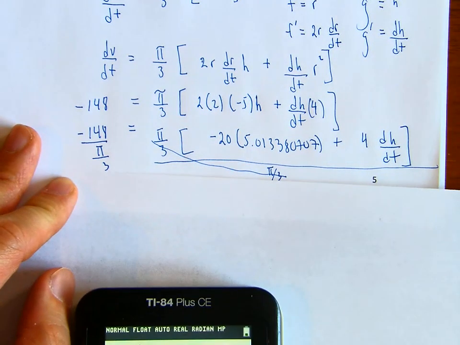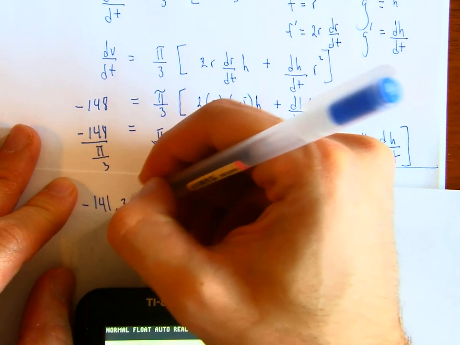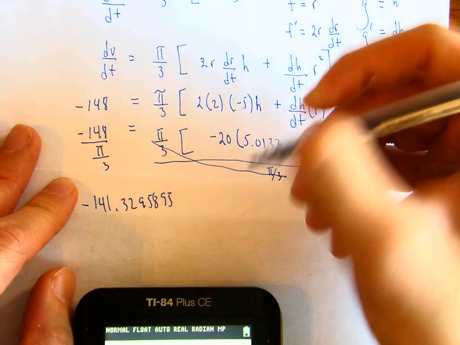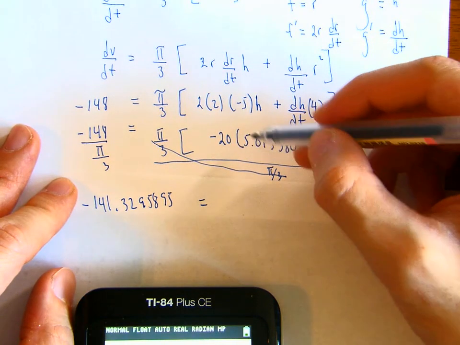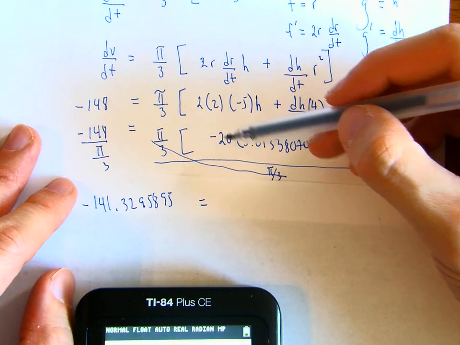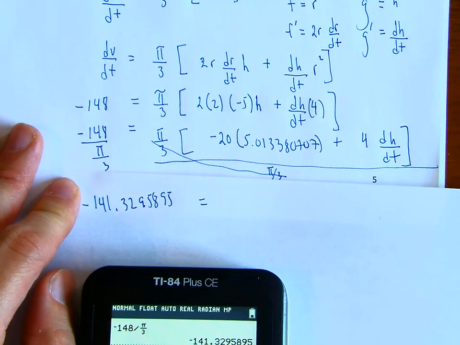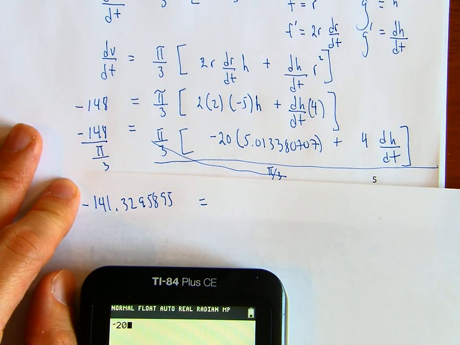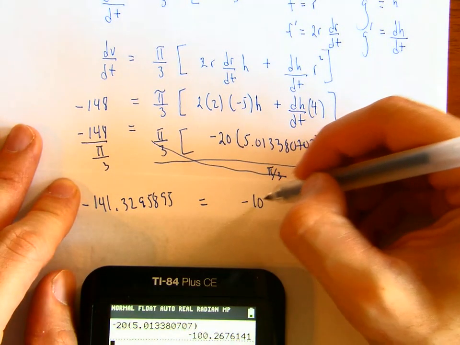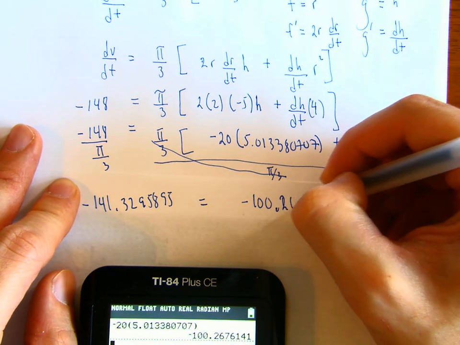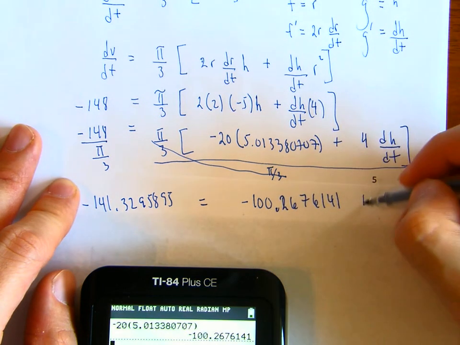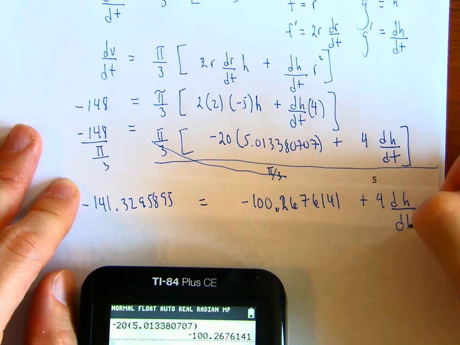You should get negative 141.3295895. And that equals, okay, now notice that these two cancel. We want to multiply these two numbers. Okay, so let's do that. So negative 20 times 5.013380707. Okay, so that equals negative 100.2676141 plus 4 dH dt.